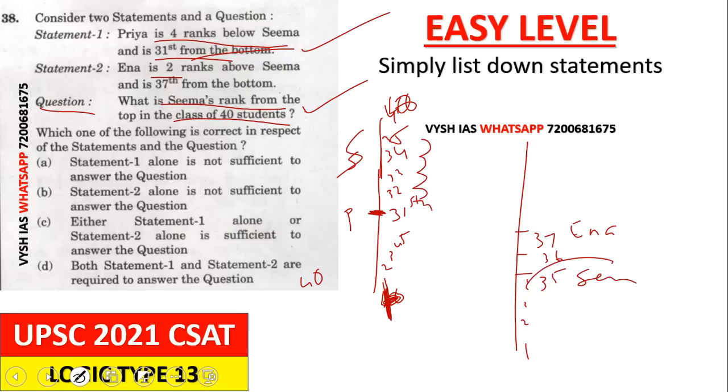Seema. Again, we found the rank of Seema is 35. Here also we found 35. So individually also, with one statement we can do. That is the question also.